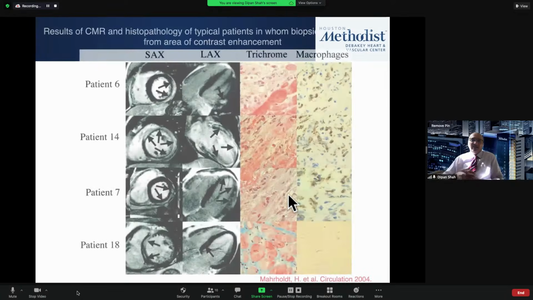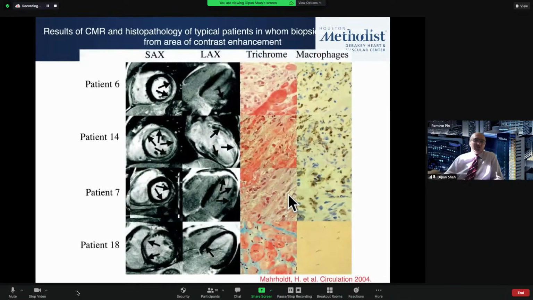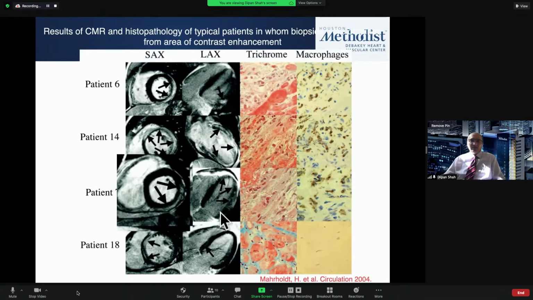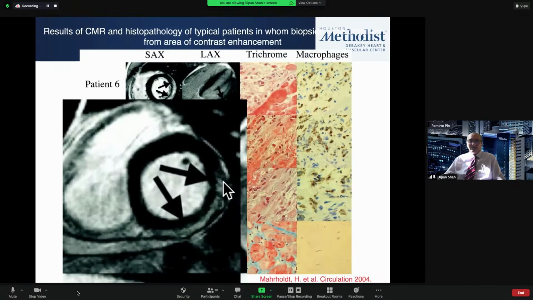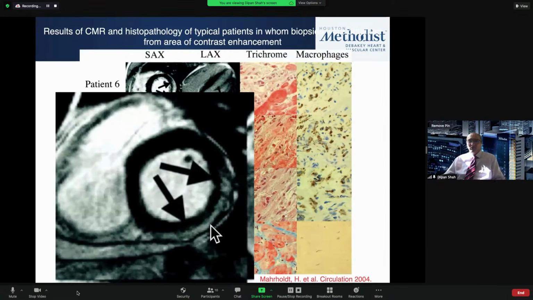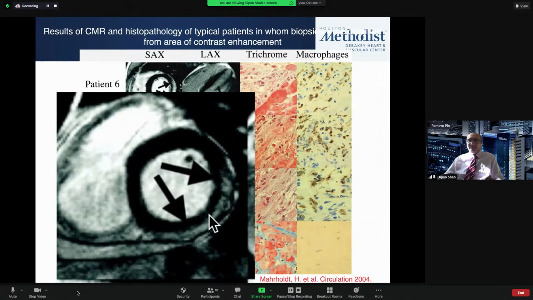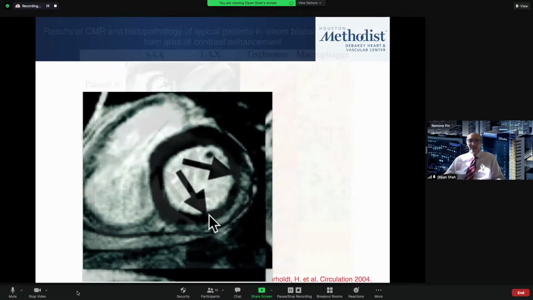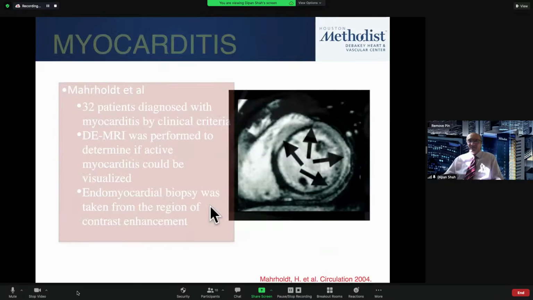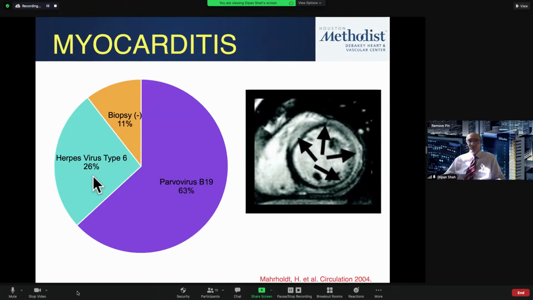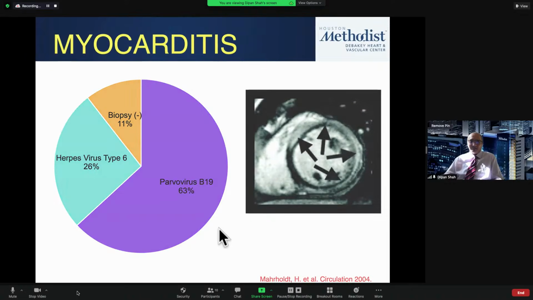And there's some nice data out from Germany almost 15 years ago now, where they looked at a series of patients that presented with clinically suspected myocarditis. And what they found was these patterns of enhancement on contrast-enhanced CMR, which obviously wouldn't fit with coronary artery disease. In this case, you can see an epicardial pattern. And when they biopsied the left ventricle at the site of the hyperenhancement, in the vast majority of these patients, they found evidence of virus, either parvo or herpes type 6 virus in this series, with only 10% of the cases having a negative biopsy.